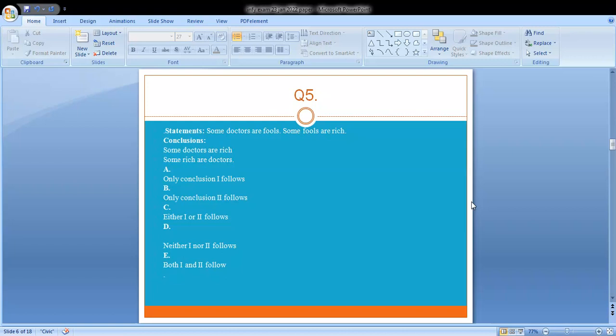If there is an all in the statement and some in the conclusion, it follows. Like this, we can tell directly. Or if we say this, I'll represent it using a Venn diagram, dear students. Some doctors are fools, some fools are rich, some doctors are rich, some rich are doctors.